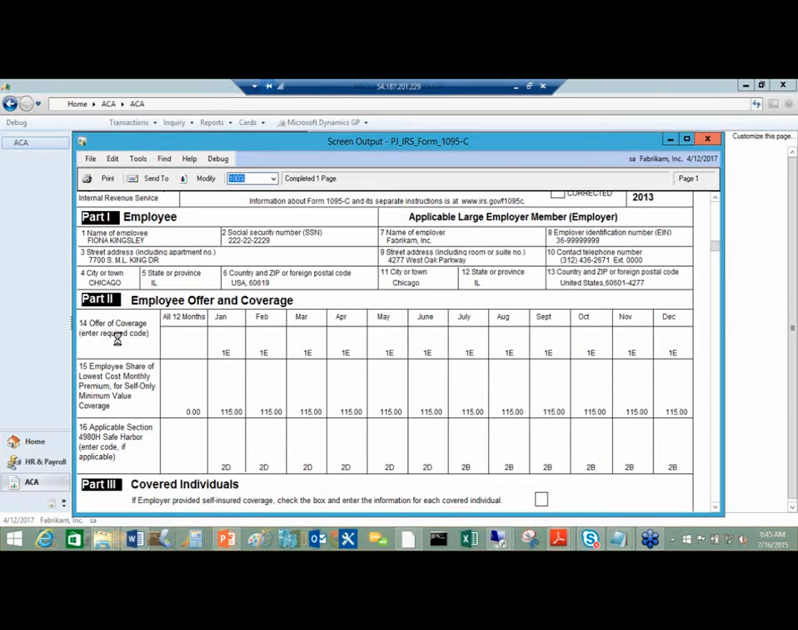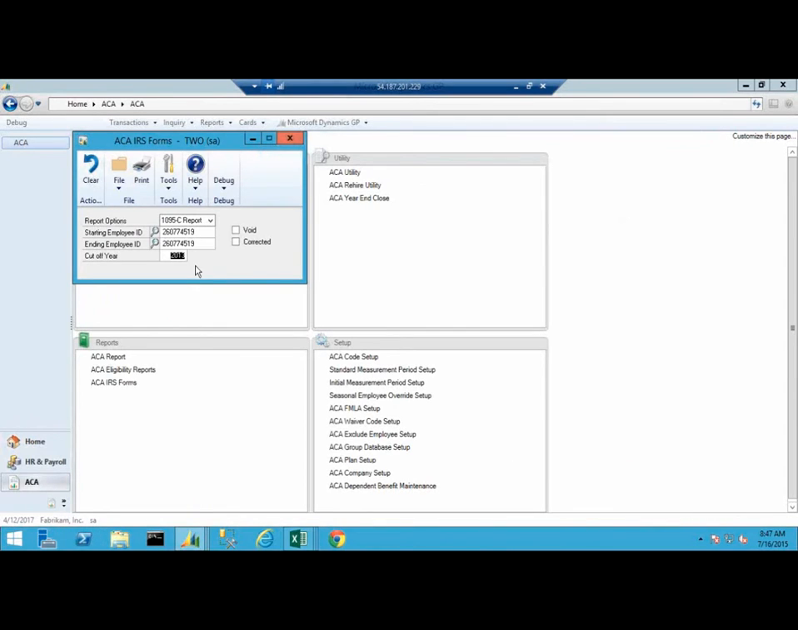Remember, if you look here, like line 14, it's called an offer of coverage, not necessarily what they accepted. And also, look at line 15, employer's share of lowest cost monthly premium for self-only. That's the lowest cost monthly premium, not necessarily their premium. It's what the lowest cost offer was that provided minimum essential coverage, minimum value. And then, as you can see here, she's 2B throughout the process.